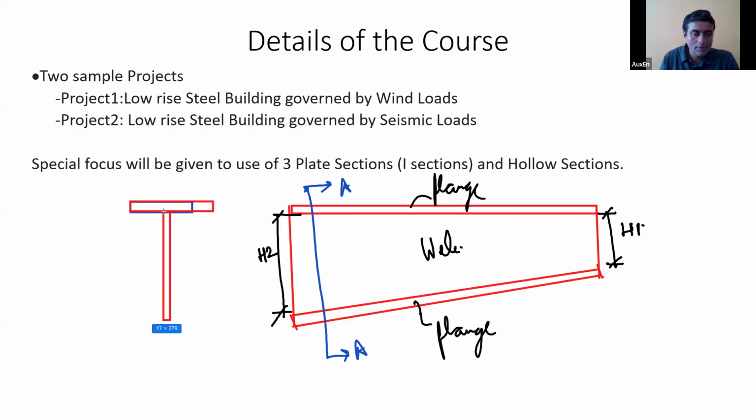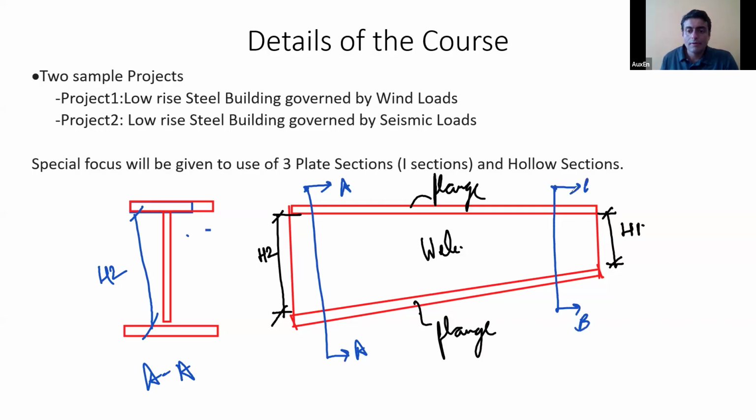So this is the section at, let's say, AA, and this is the depth that I get, H2. This is what I get at section AA. And then at section BB, what is it that I'm getting? What is it that I get at section BB? So at section BB, I get this.